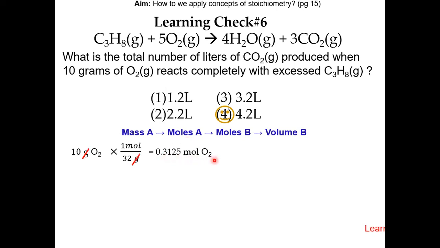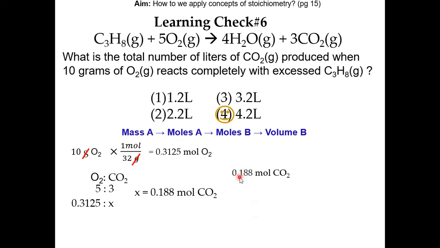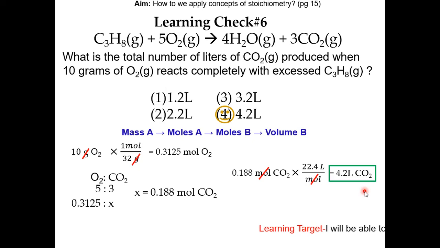0.3125 moles of O2. The next step is to do a mole ratio between O2 and CO2 by looking at the chemical equation. It is a 5 to 3 ratio. If we cross multiply, the moles of CO2 is 0.188 moles. The last step is to convert the moles of CO2 to volume. We do 0.188 moles of CO2 times 22.4 liters. That gives us 4.2 liters of CO2, and that's the answer.